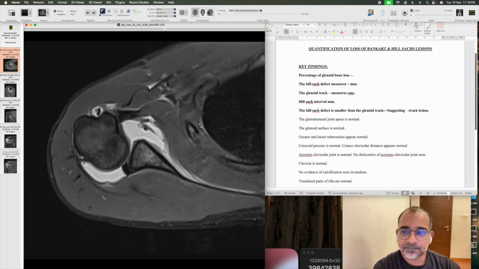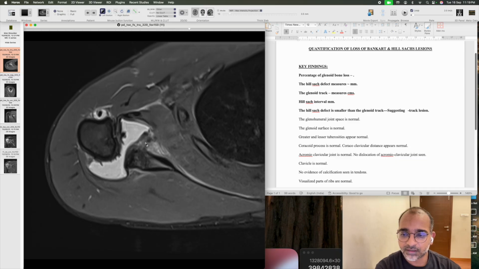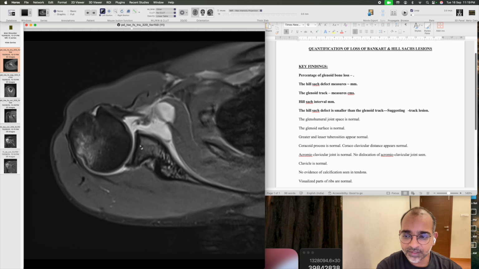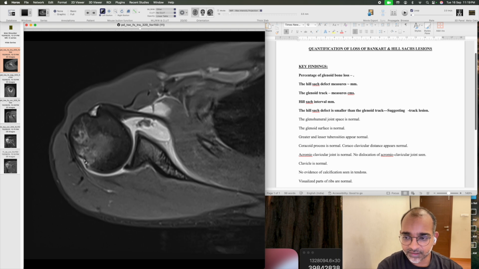We have learned till now. So in this case, we can see there is loss of the anterior inferior glenoid labrum with some amount of bone loss which has happened. This is a bony Bankart, and we have a Hill-Sachs lesion here. So this is a Hill-Sachs lesion.